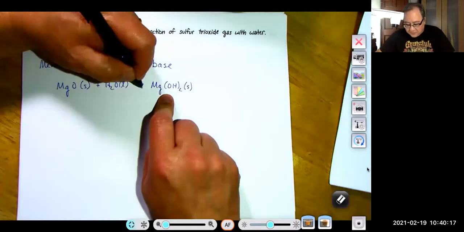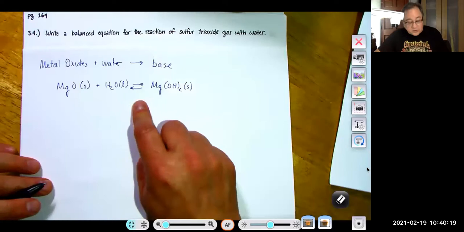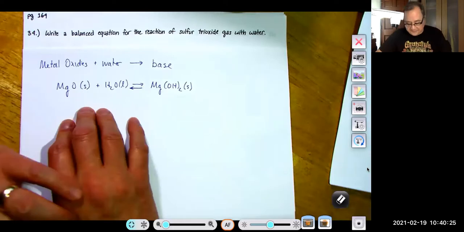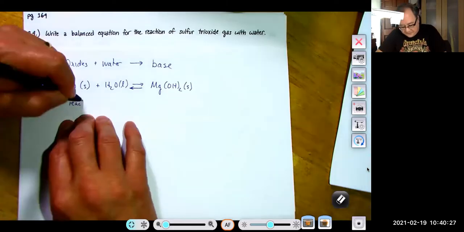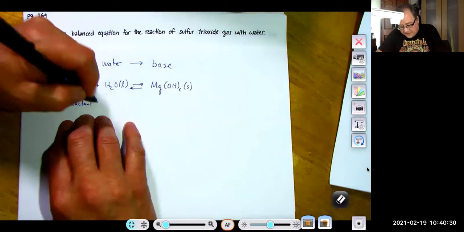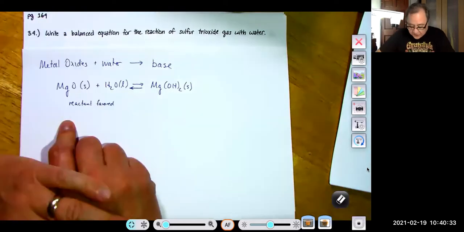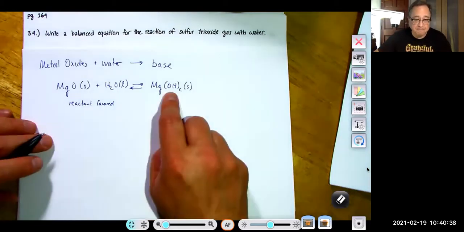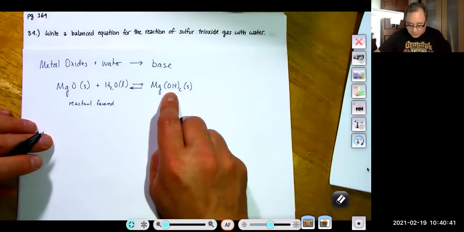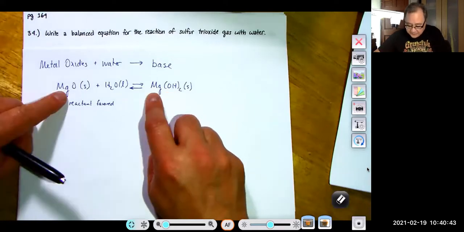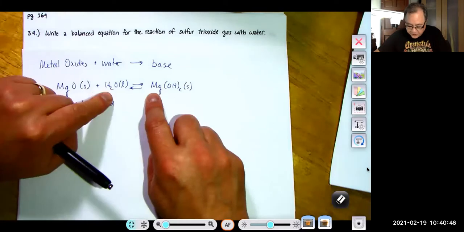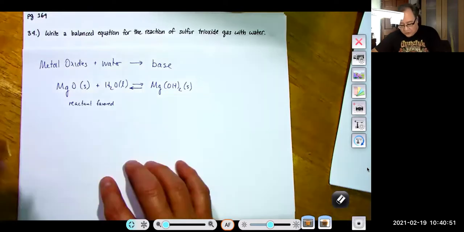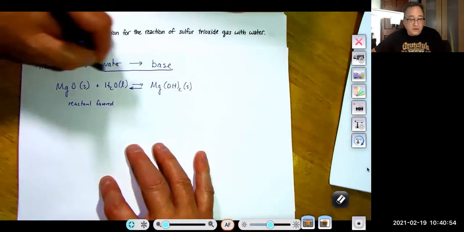So this is one of those equilibrium reactions where it is reactant favored, at least at first, because this is not very soluble. This is a base because it has hydroxide. And if you take a look, we're balanced: 1 magnesium, 2 hydrogens, 2 hydrogens, 2 oxygens, 1, 2, and 2 here. So you want to memorize that metal oxides and water create a base.